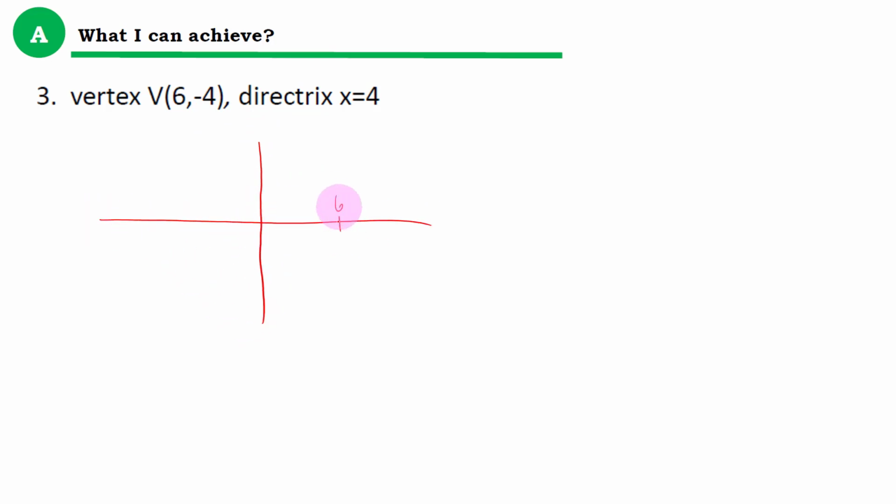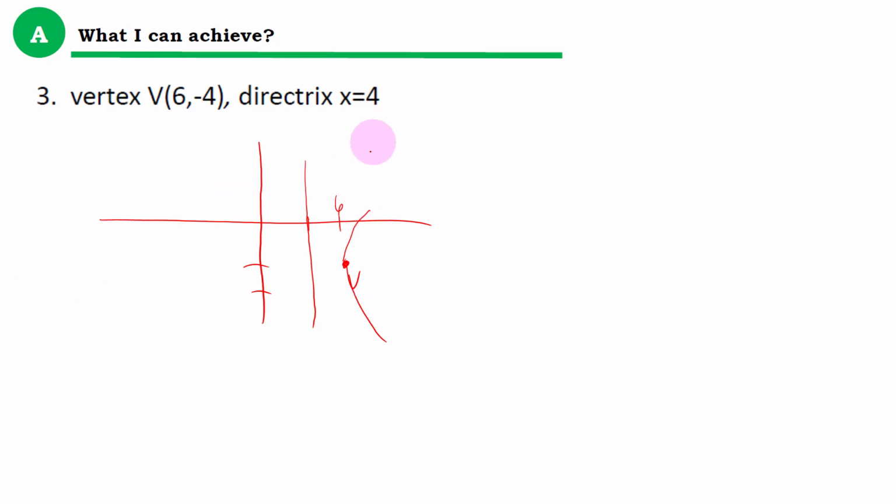6, negative 4. Suppose this is our vertex, at x equals 4. Here is where 4 is. So, if this is the directrix and this is the vertex, our opening is to the right. Okay? We open to the right.